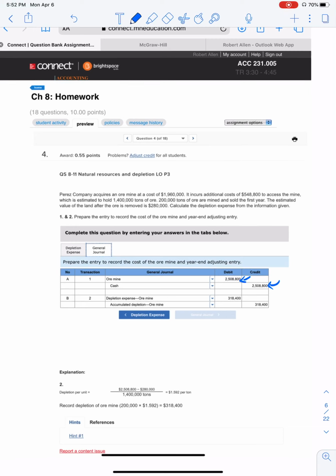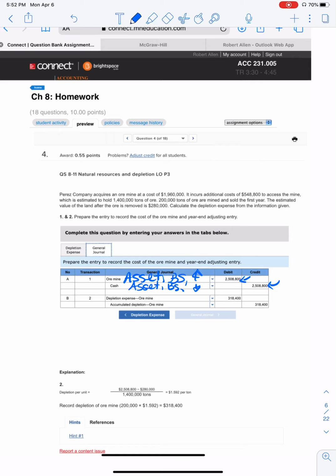We'll debit the ore mine, which is an asset. Assets go on the balance sheet and increase with a debit, and we paid for that with cash, which is an asset, which goes on the balance sheet, which decreases with a credit.